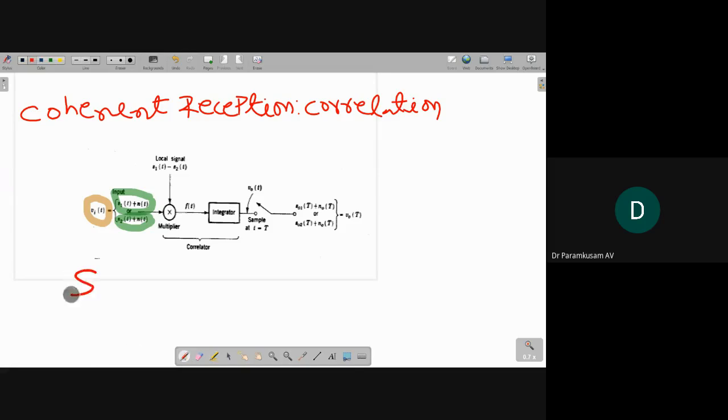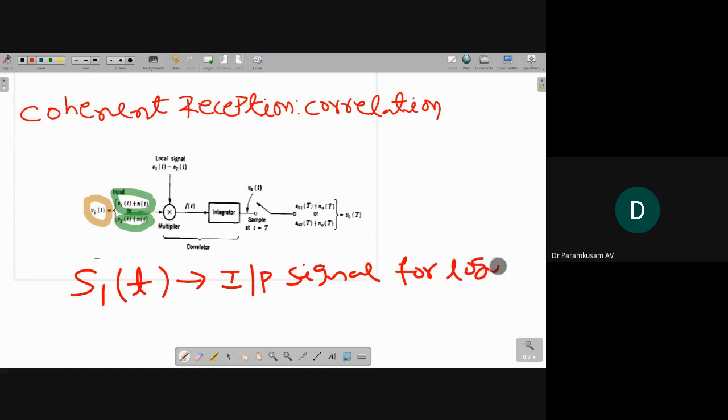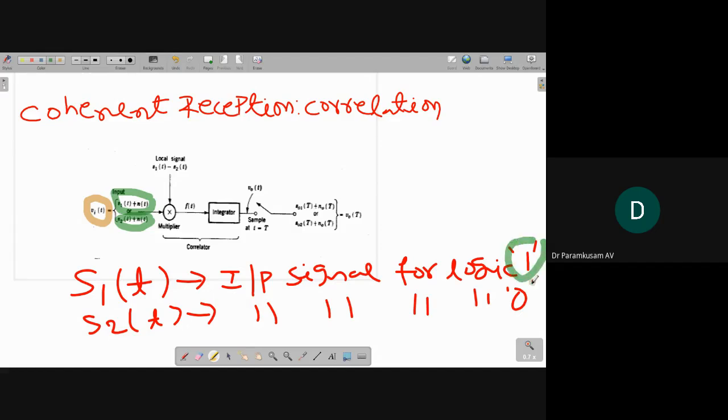S1 of t is the input signal for logic 1. When logic 1 is transmitted, the signal value is S1 of t, where S2 of t represents the input signal for logic 0. Whether you transmit logic 1 or logic 0, that signal is either S1 of t or S2 of t. That S1 of t or S2 of t is added with the noise signal.